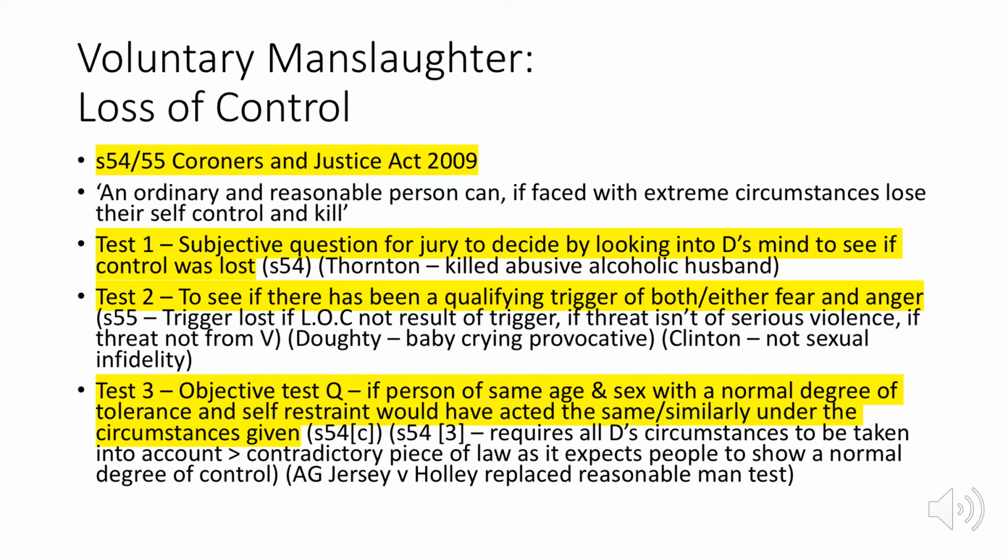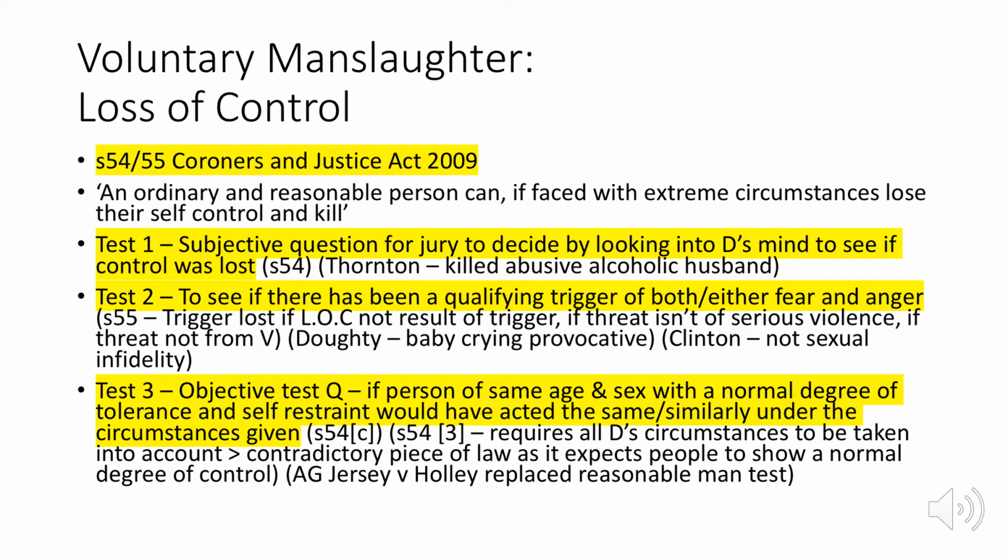The second VM is loss of control. This comes under Sections 54 and 55 of the Coroners and Justice Act 2009. This is when an ordinary and reasonable person can, if faced with extreme circumstances, lose their self-control and kill. So test 1 for this is a subjective question for the jury to decide by looking into D's mind to see if control was lost. Now Thornton is the case used for this.